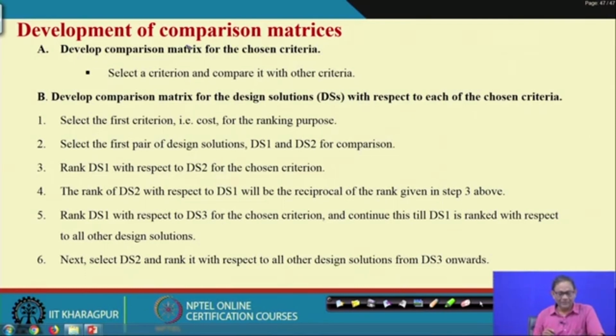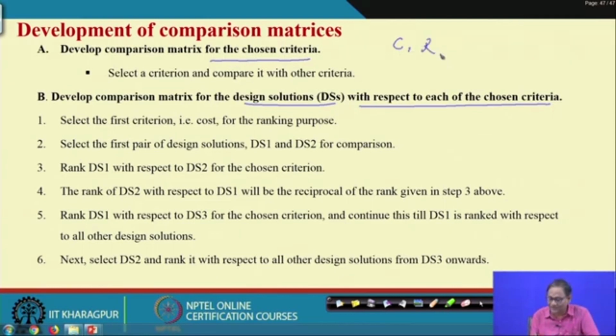So, you have to develop a comparison matrix for the chosen criteria, and at the same time you also need to develop a comparison matrix for the design solutions, each design solution with respect to the chosen criteria. What do I mean by this? We have cost, let it be C, then we have reliability, the second criterion, maintainability, the third criterion, and operability, the fourth criterion.